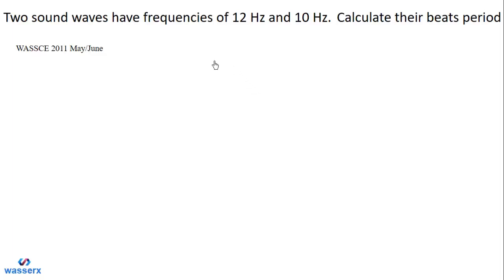We can use the relation, this is a bit simple. F1, which is the frequency of the first wave, minus F2, the frequency of the second wave, is equal to 1 divided by capital T, and the capital T is the beat period of the sound waves. So we just have to do the substitution for the first and the second frequencies, and then we solve for T.